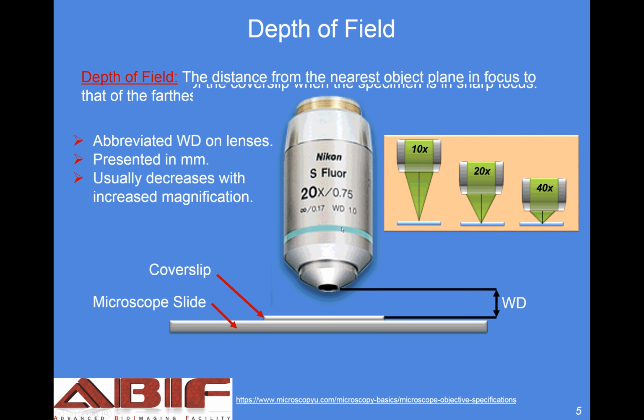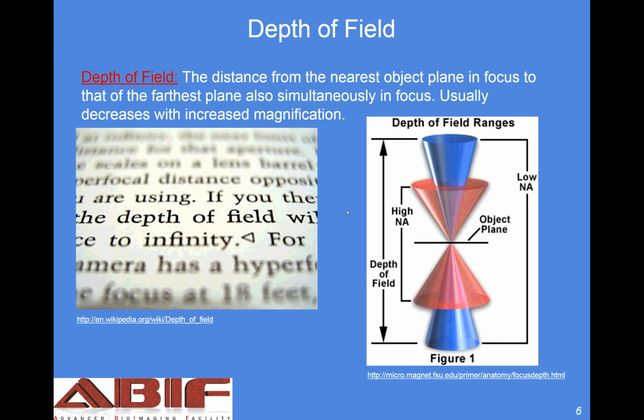The depth of field is another property of the lens. It's not typically indicated on the lens, but you can find it on the manufacturer specification sheets. And I think it's best seen here in this image from Wikipedia, which would be the depth of field of a camera lens. And this is the distance from the nearest object plane in focus to that of the farthest plane that is also in focus. And you can see here, you can see about 3 lines of text in this document in focus, and then as you move out of the depth of field, you can see that the image gets blurry.